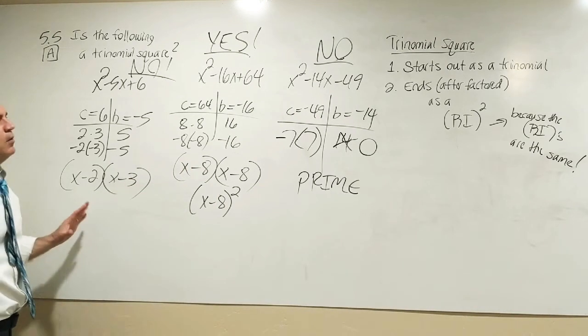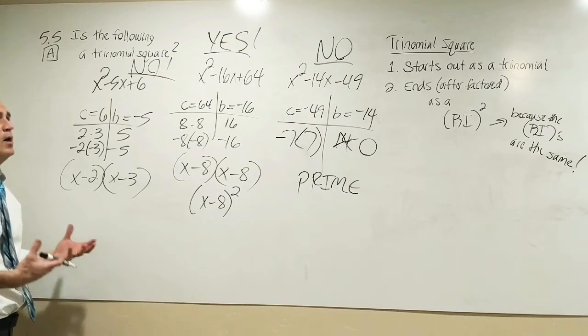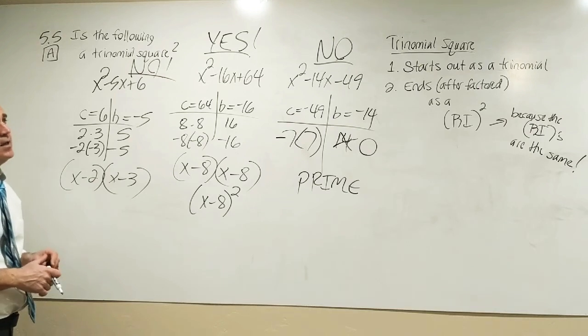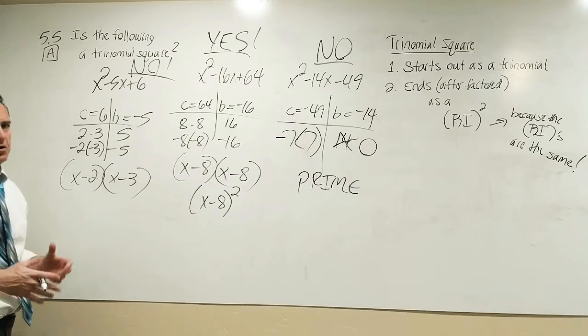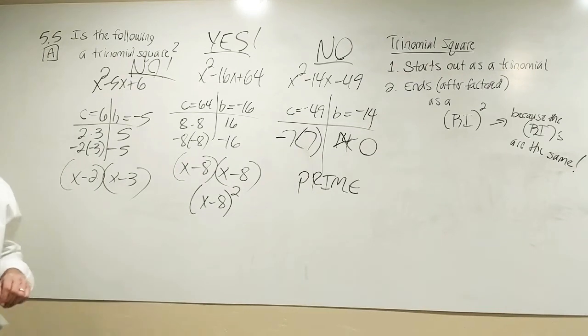Okay, so one thing I want to bring up with you before I erase this board is that you have a question on the Chapter 5 test, at least one, if not two, where they ask you, is the following a trinomial square? So you do need to know this concept, all right? Let's go ahead and hit pause.